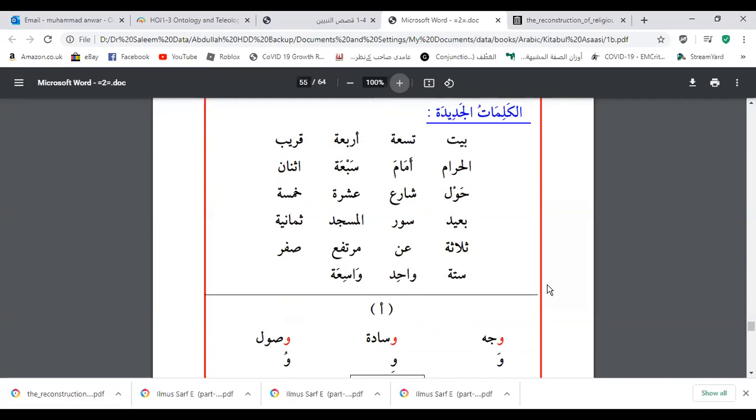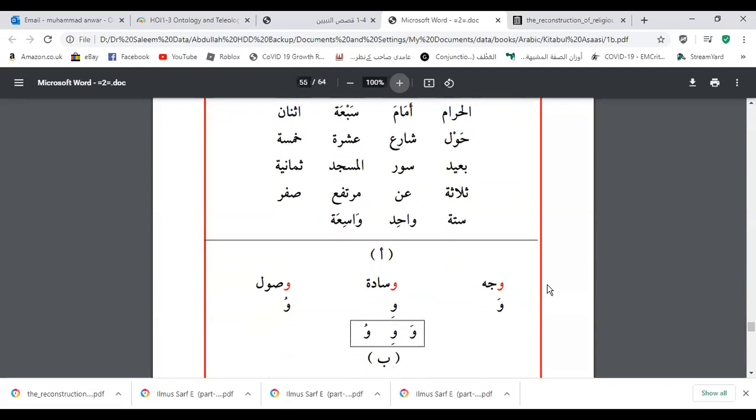Okay, so quite a few new words. بَيْت, house, تِسْعَ, nine, أَرْبَعَ, four, قَرِيب, near, حَرَام, holy in that sense, أَمَام, in front of, سَبْعَ, seven, إِثْنَان, two, حَوْل, around, شَارِع, street, biggest street, عَشَرَ, ten, خَمْسَ, five, بَعِيد, far, سُور, wall, masjid, thamaniya, eight, thalatha, three, an, from, murtafi', high, safar or sifr, maybe zero, note. Sitta, six, wahid, singular, wasi'a, something which is spacious, big.